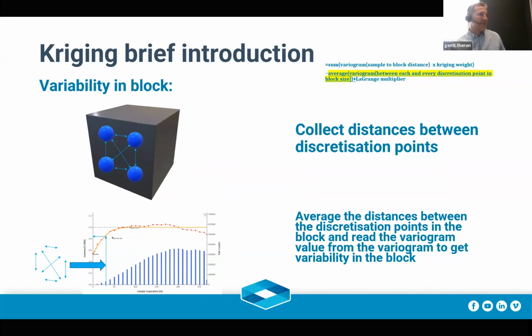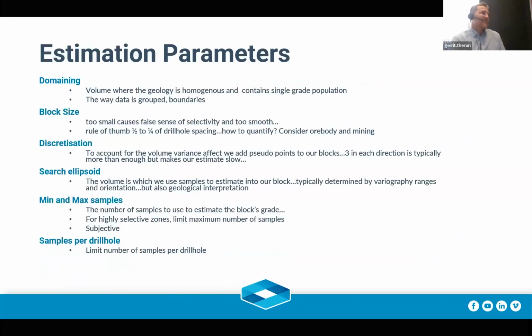All right, so that's a brief introduction into the Kriging system. If we look at the different estimation parameters, we've got obviously domaining. If we look at the definition of domaining, that's the volume where the geology is more or less homogeneous and it contains a single grade population.